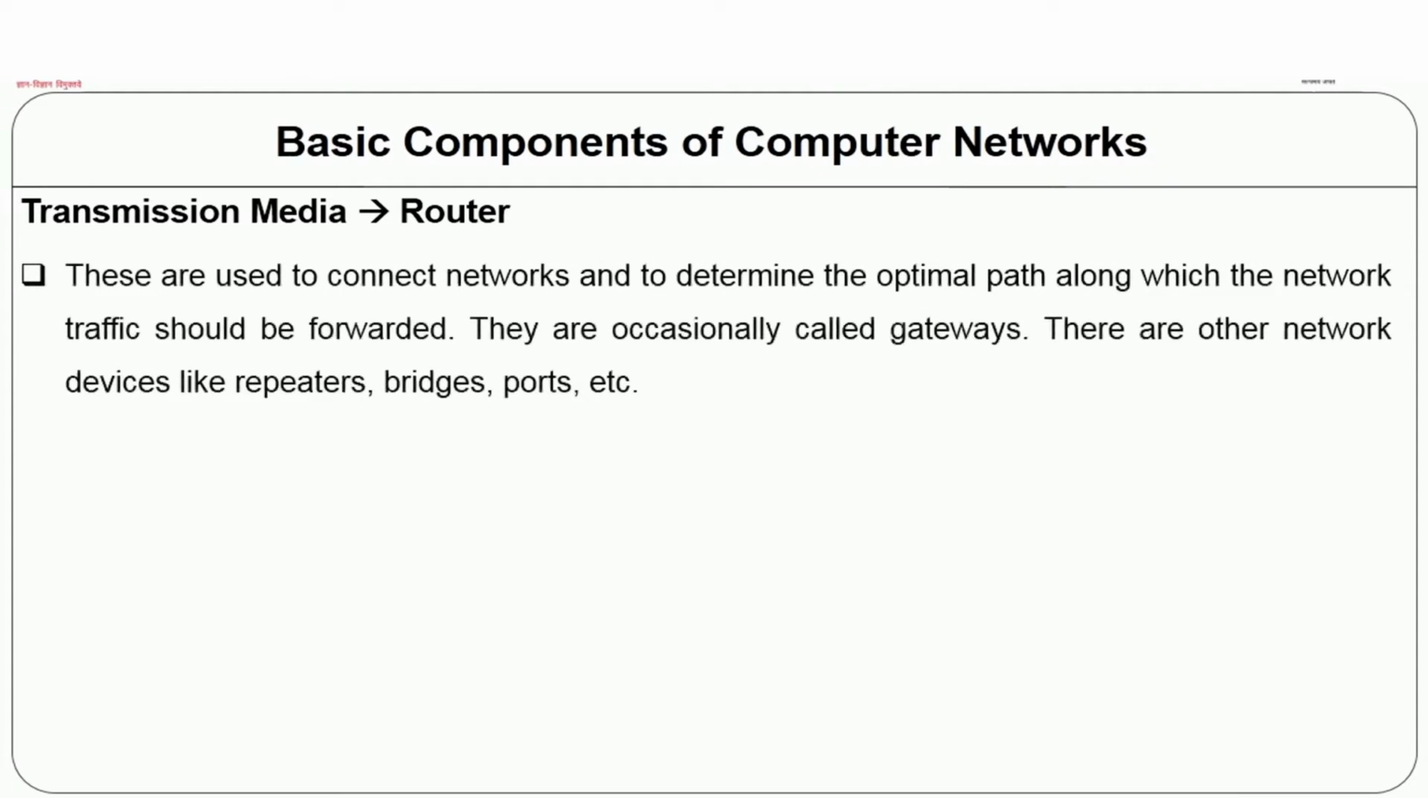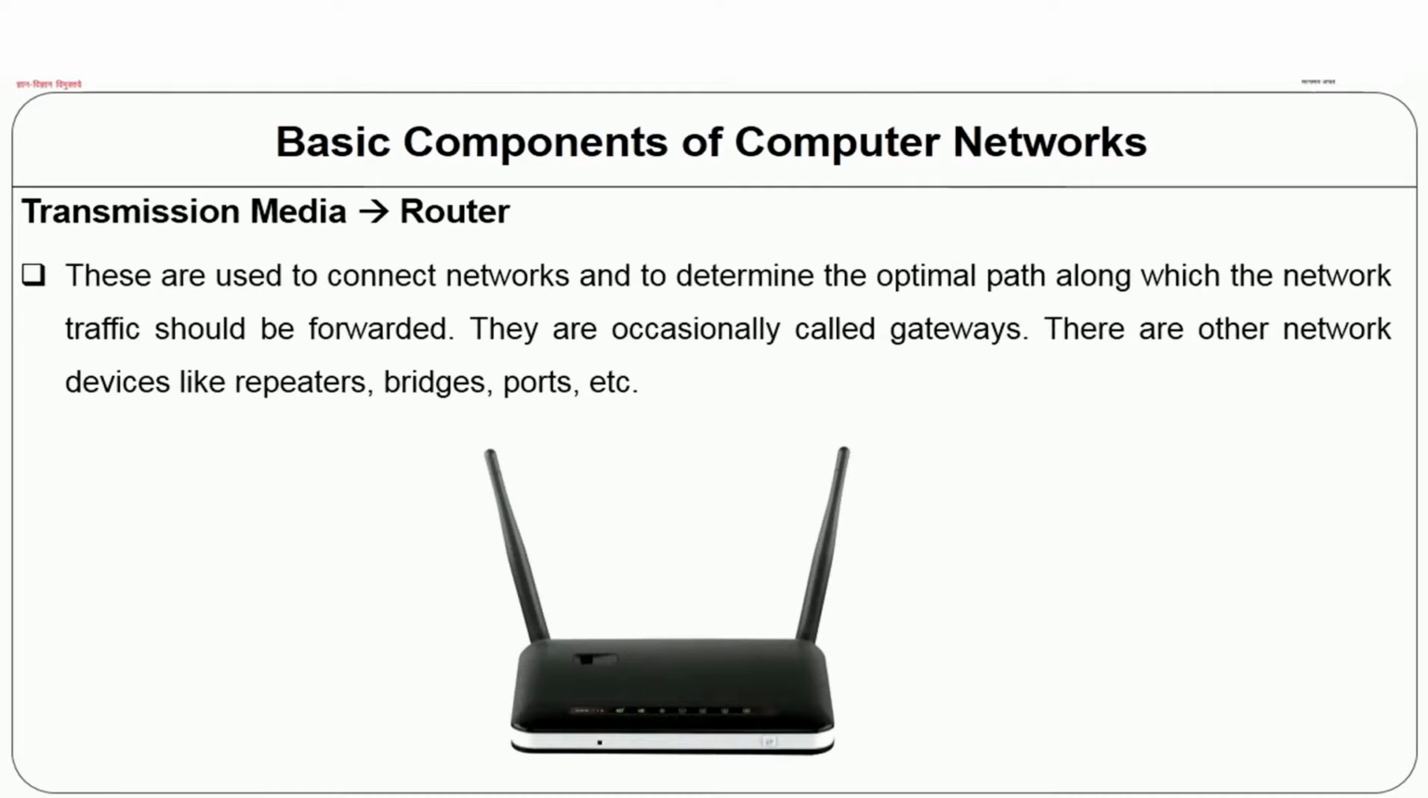A router is used to connect networks and to determine the optimal path along which the network traffic should be forwarded. There are occasionally gateways. There are other network devices like repeaters, bridges, ports, etc.